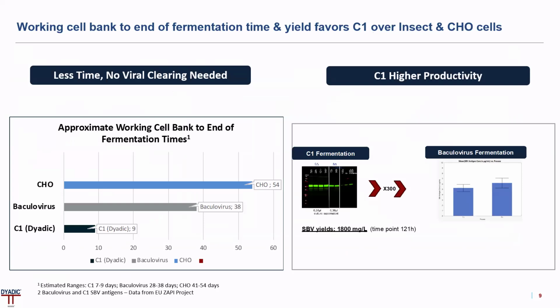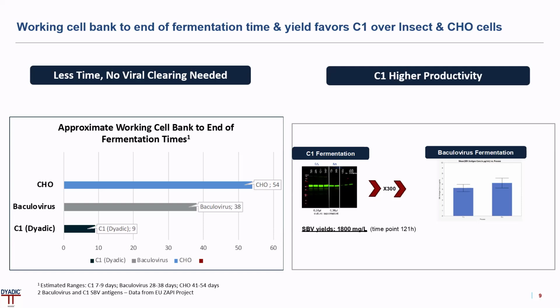So in terms of speed and advantages, you can see here there's less time, no viral clearance needed again, hyperproductivity. This slide shows you the comparison of CHO cells, which take up to 54 days between freezer to the shake flask and the scale up and the final fermentation process being complete on the upstream. Insect cells like baculovirus cells can take up to 38 days, and C1 typically runs in a 9-day to 12-day fermentation from freezer to shake flask to scale up to having secreted protein with a C-tag purified.